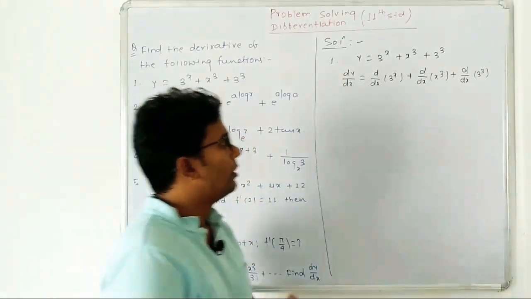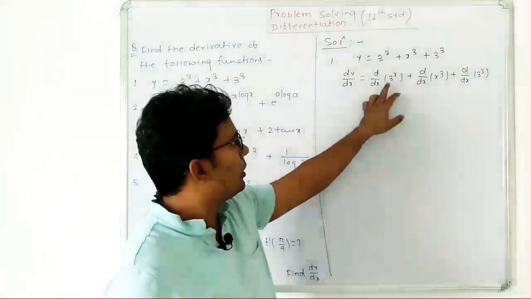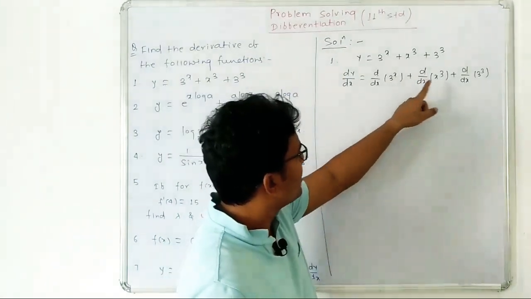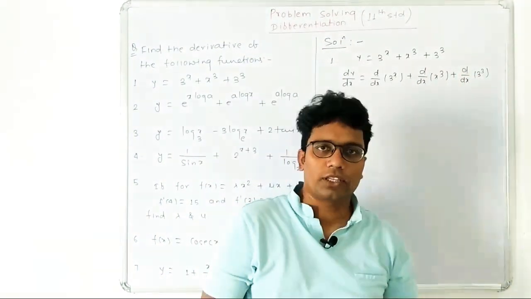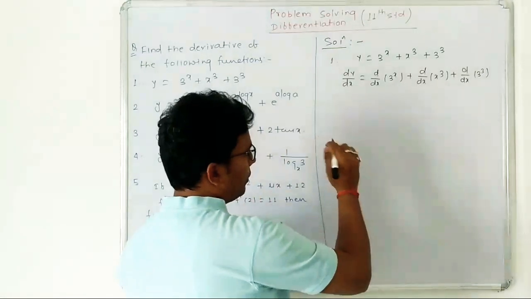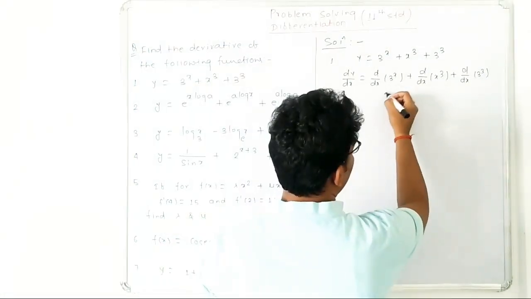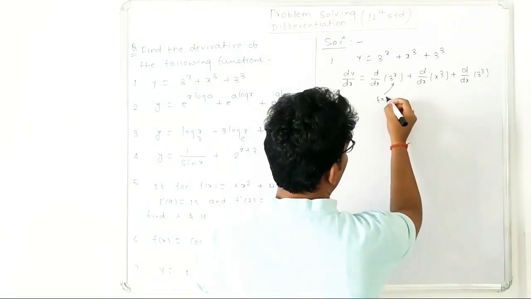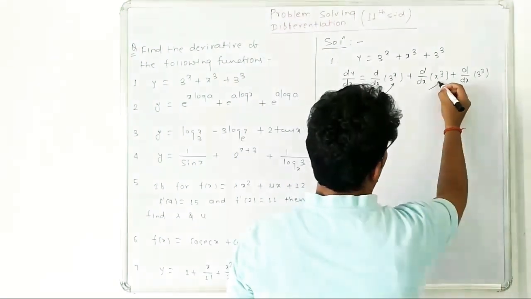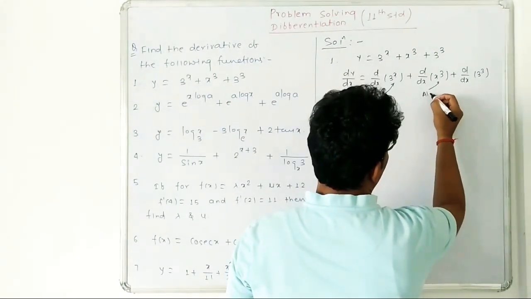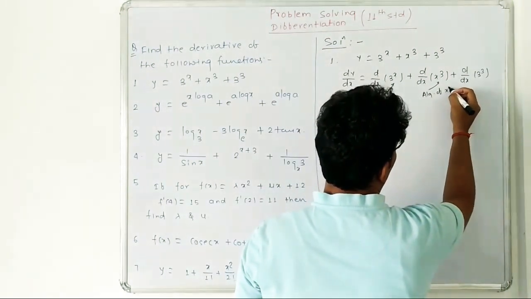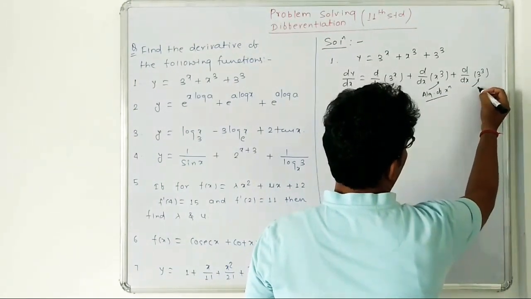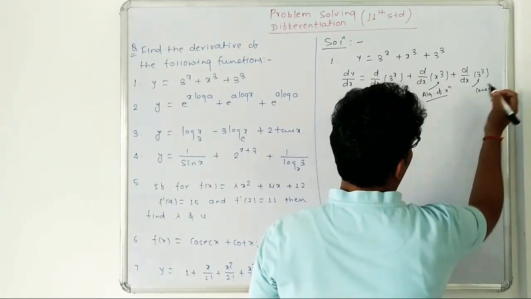Now the next task is to recognize the function. Which function is this, and which type of function is this? First of all, find the type of function. This is an exponential function, right? And this is an algebraic function of x raised to n type, correct? And this is a number, that is a constant function, correct?